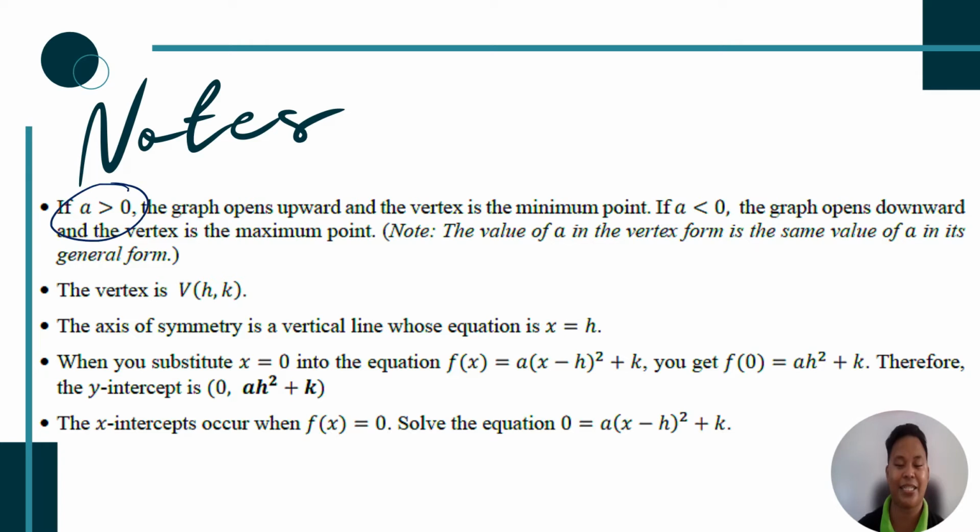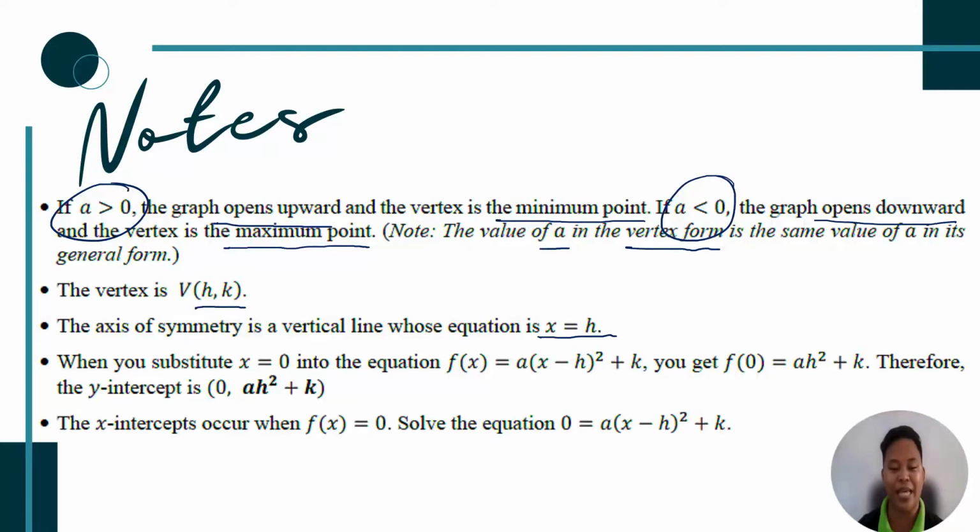And we have these notes. If a is greater than 0, the graph opens upward and the graph has a minimum point. If a is less than 0, the graph opens downward and the vertex represents the maximum point of the graph. And take note po that the value of a in the vertex form is the same value of a in its general form. And the vertex is represented by v, the coordinates h, k. The axis of symmetry is a vertical line whose equation is x is equal to h. So the same lang din po ng nasa general form.